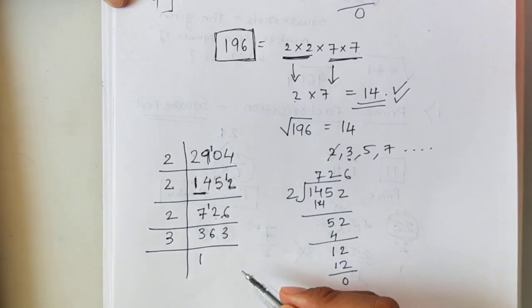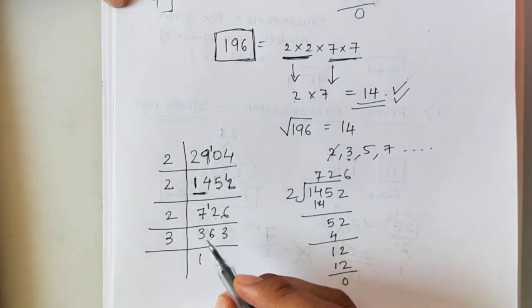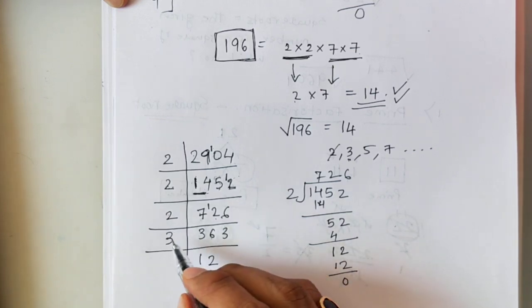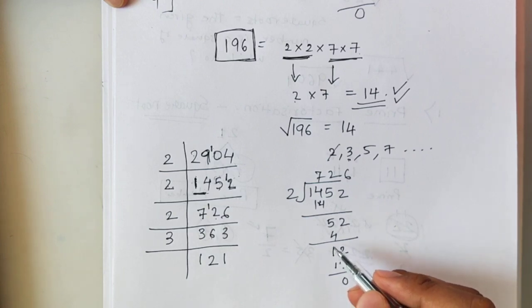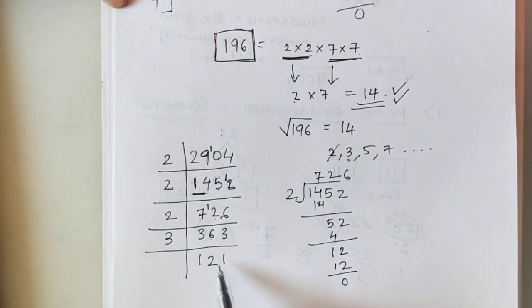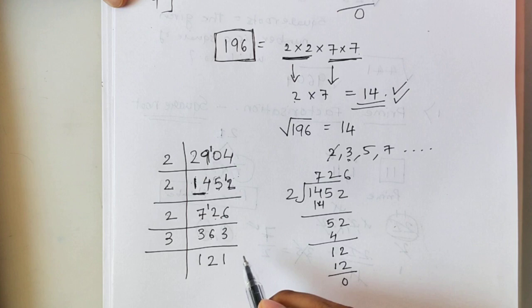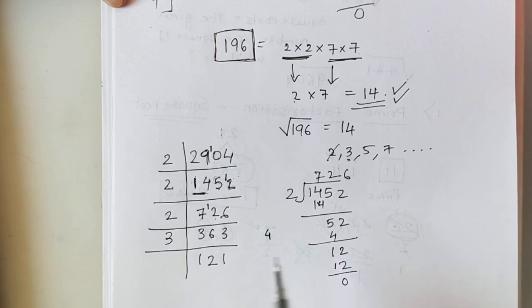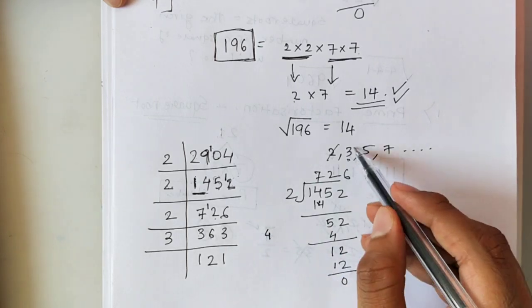3 1s are 3. See, 3 1s are 3. Okay, 3 2s are 6. Okay, 3 2s are 6. Then 3 1s are 3 again. Okay, this is done. Now next, this number now 121 is not divisible by 3. See, 1 plus 2 is 3, 3 plus 1 is 4, total is 4. 4 is not divisible by 3. Okay, so I cannot use 3.